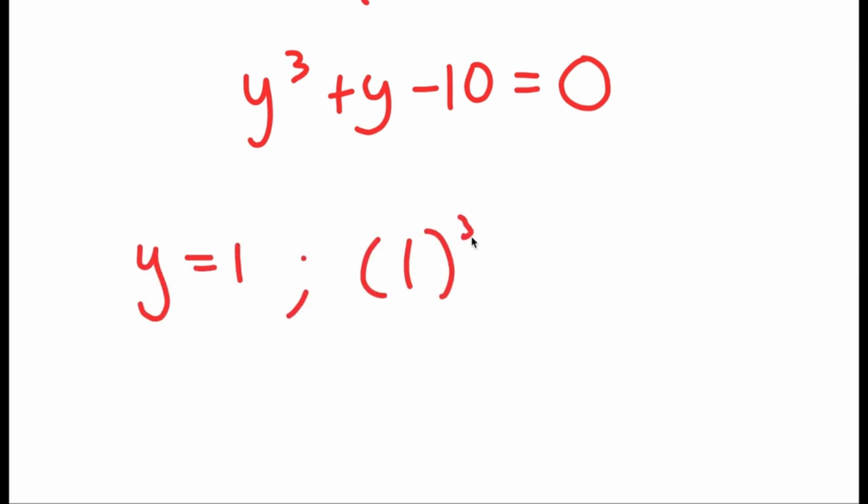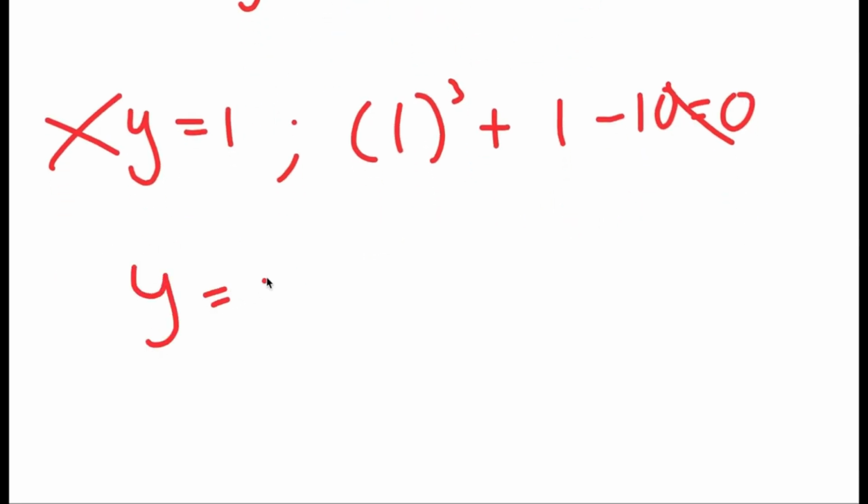I have 1 to the power of 3 plus 1 minus 10 is equal to 0. Well, 1 to the power of 3 is 1, 1 plus 1 is 2, 2 minus 10 is negative 8, which does not equal 0, so this does not work. Now I'm going to try y equals 2.